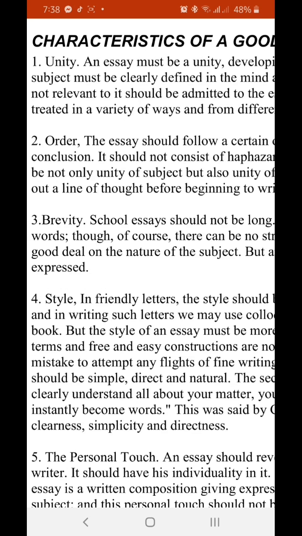Students, so that was the format of the essay writing, and now we move to another book. It is Wren and Martin's Grammar and Composition book.